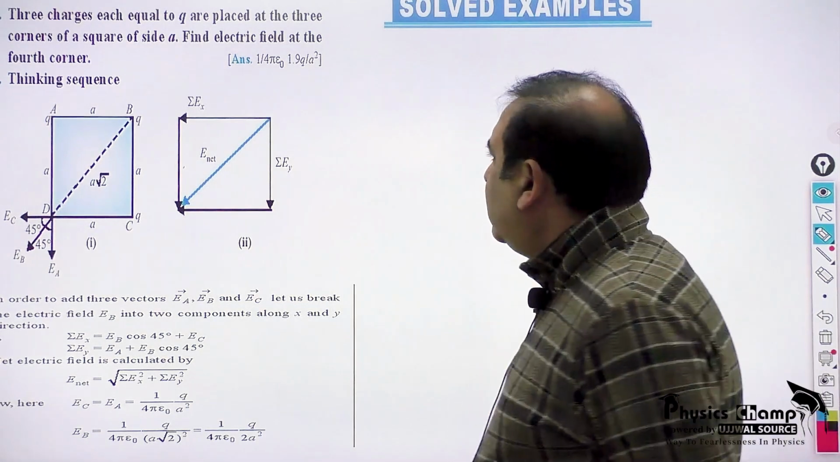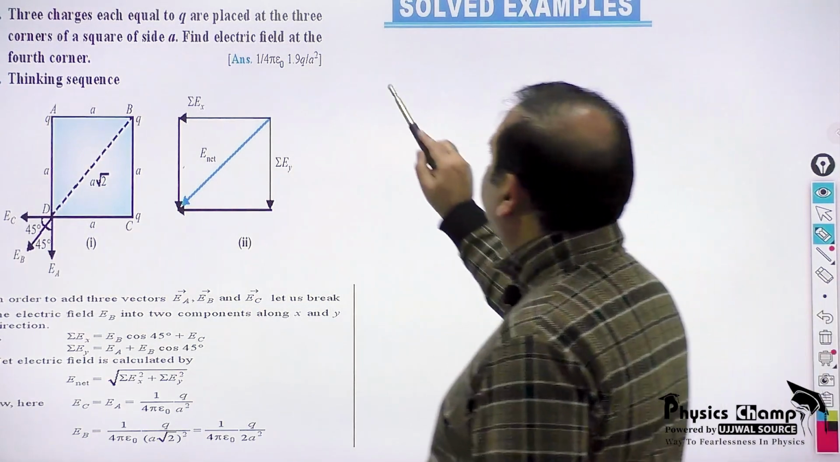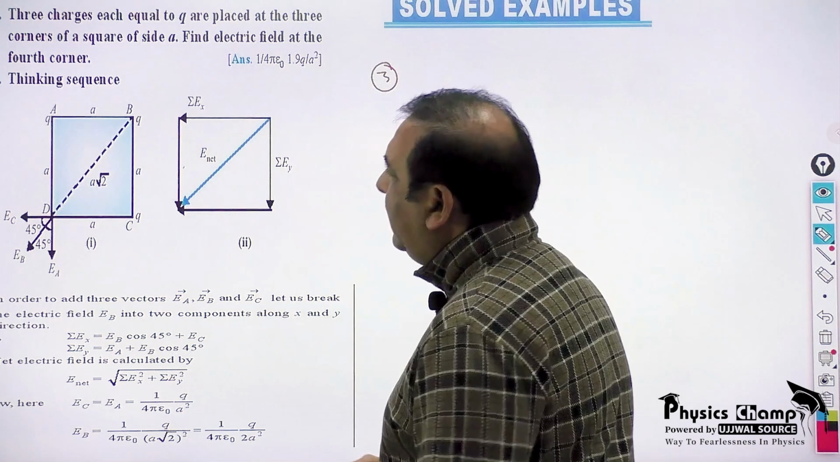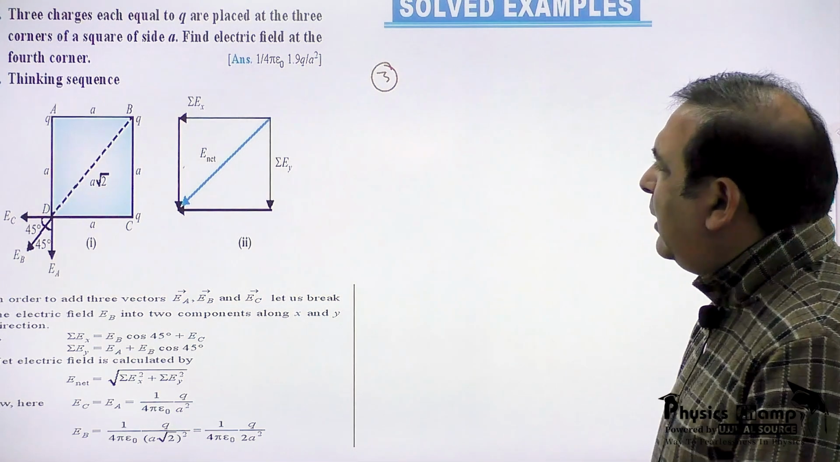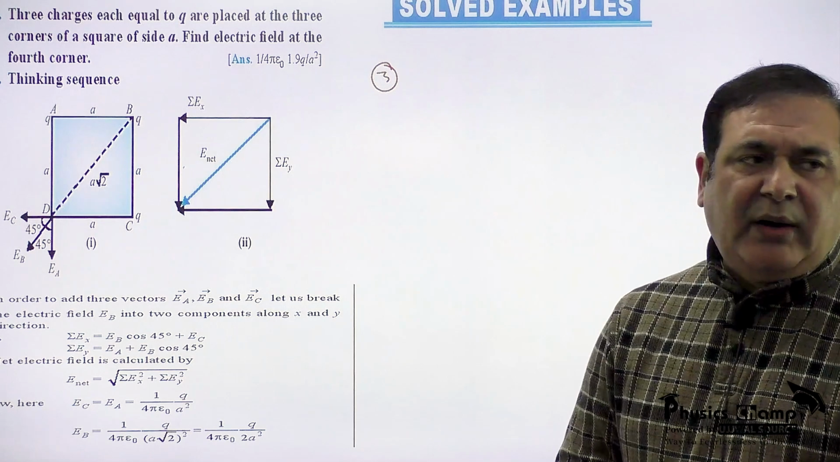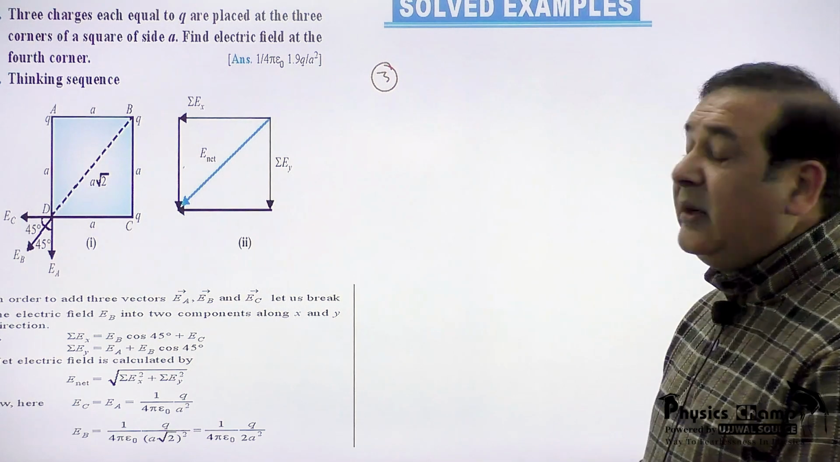Let's talk of question number 3 here. In question number 3, we are provided 3 charges each equal to q placed at 3 corners of a square of side A. Find electric field at the 4th corner.